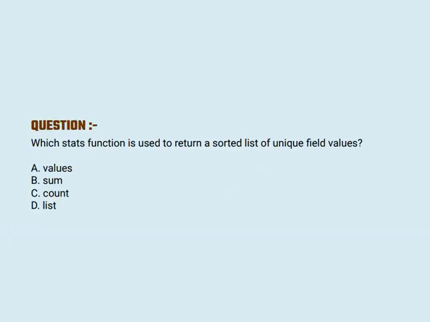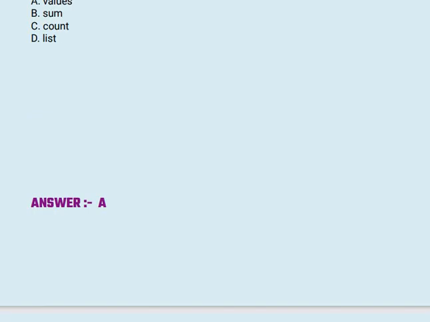Next question is, which stats function is used to return a sorted list of unique field values? Option A, values. Option B, sum. Option C, count. And option D, list. The correct answer is option A.